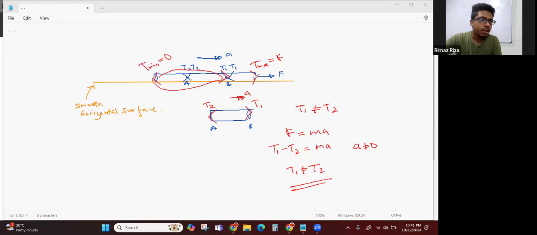So here the tension is maximum at this point, because it has to carry the mass of the whole string. Understood?